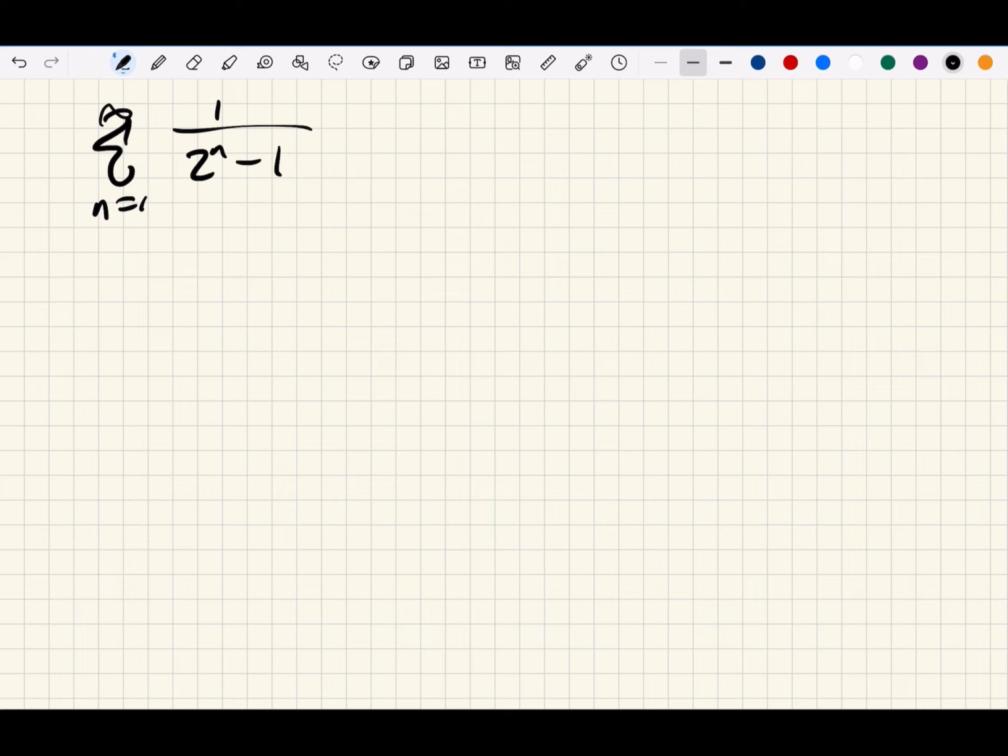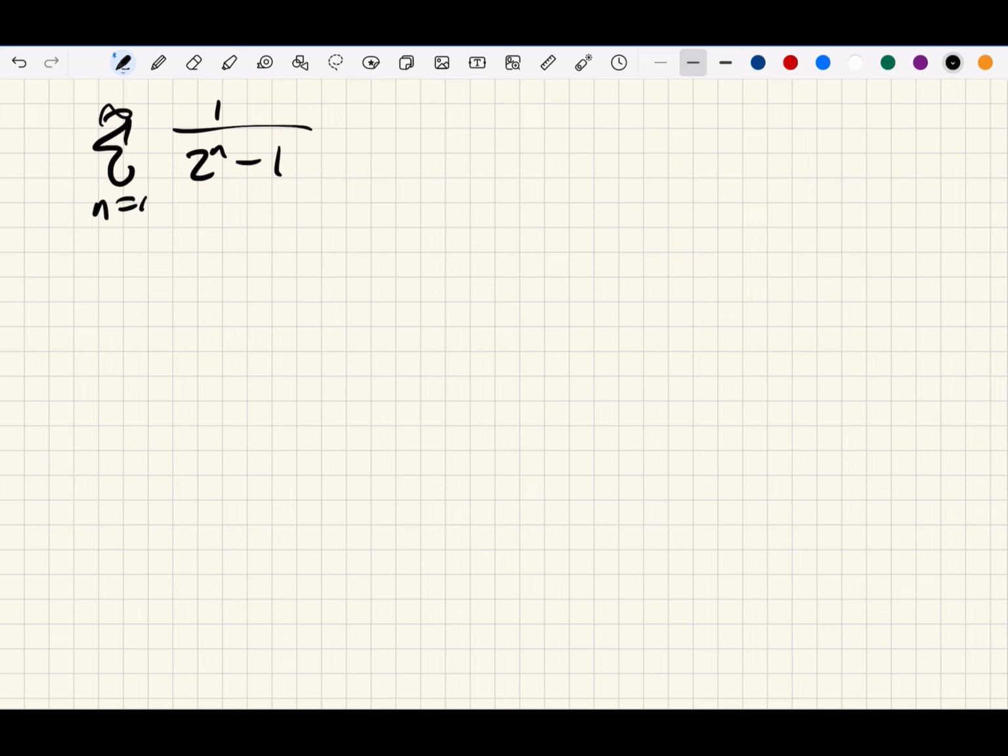What kind of a series are you thinking about? Maybe something comparable. Not a p-series, because it's not a constant exponent. 1 over 2 to the n, well, that would be geometric. That converges, right? But how does this one compare to 1 over 2 to the n? Is it bigger or smaller? It's bigger.